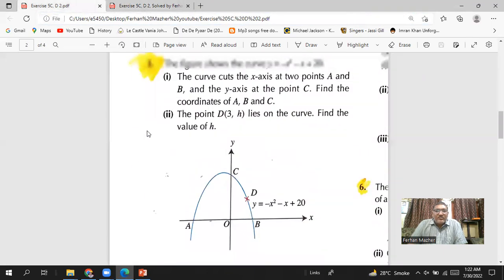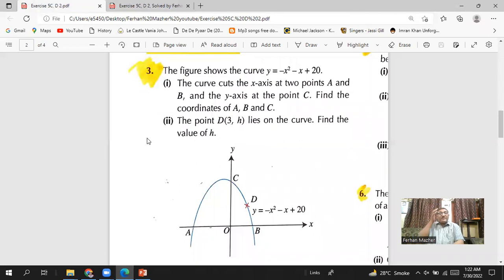The next question is question number 3. And the interesting thing is you don't have to draw the graph. The graph is already drawn here. The figure shows the curve y equals -x squared minus x plus 20. The curve cuts the x-axis at 2 points A and B, and the y-axis at the point C. Find the coordinates of A, B, and C.